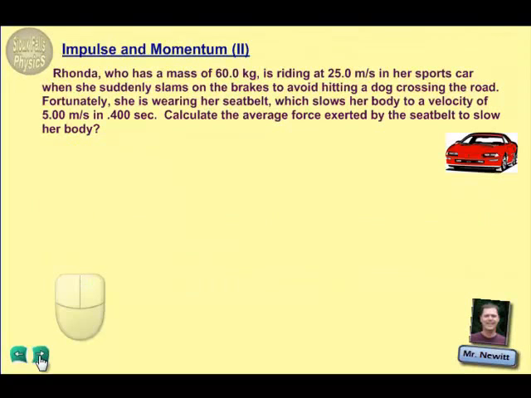First thing we have to look at is that we clearly have a situation where Rhonda's velocity is changing. Anytime we see a change in velocity, that should be an indication that we are going to be thinking about a change in momentum, or an impulse. So before we can figure out the force exerted on her, we need to figure out what the impulse exerted on her is as she changes velocity.